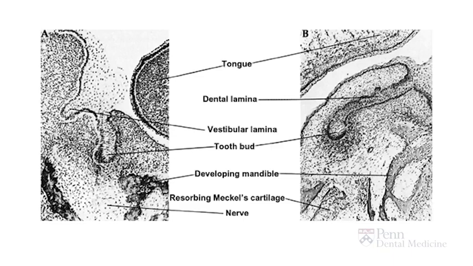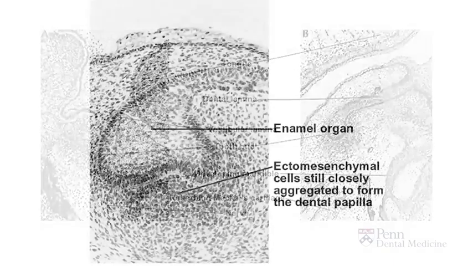We're now highlighting the tooth bud, which is actually epithelial cells, or the top cells, that have been signaled to grow downwards into the underlying ectomesenchyme that we're highlighting now.